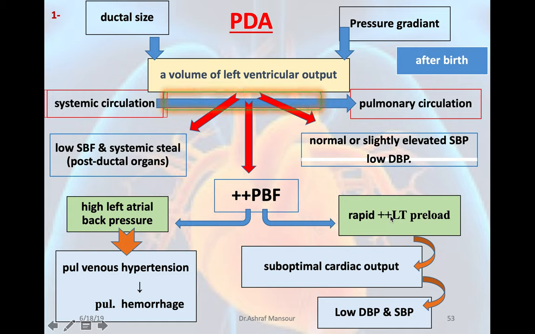So if you want to treat here, prevent this stealing, number one. If you didn't treat here, then you will treat here. When you have suboptimal cardiac output, you have to use dobutamine, or dopamine after that, or milrinone. If you didn't treat here and here, and then you go for operation, this is another step where you have post-ligation syndrome. In the post-ligation syndrome, you will have low diastolic blood pressure that will be reversed to normal diastolic, but the systolic blood pressure will be very low.